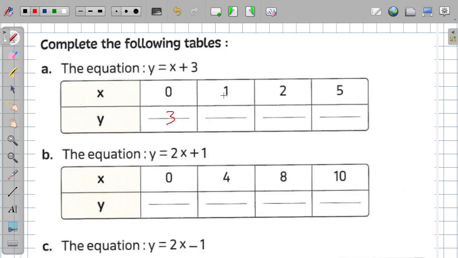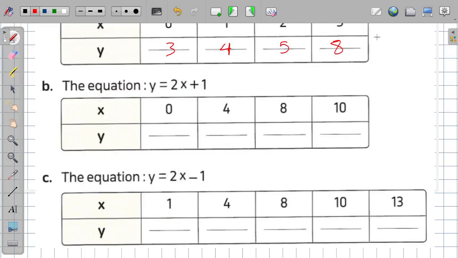Next one, I have 1. So 1 plus 3 equals 4. So y here is 4. Next, I have 2. So 2 plus 3 equals 5. So I have here 2 and 5. Next, I have 5. So 5 plus 3 equals 8. So y here equals 8.